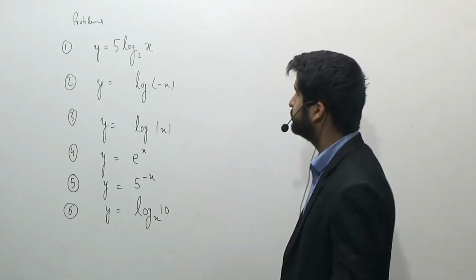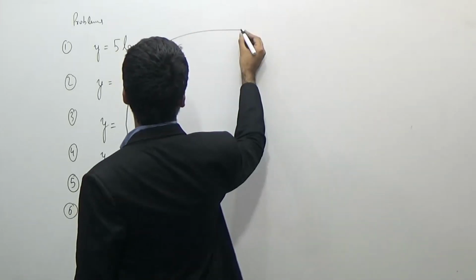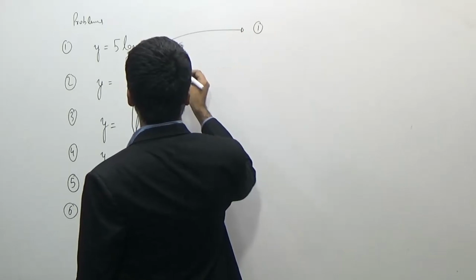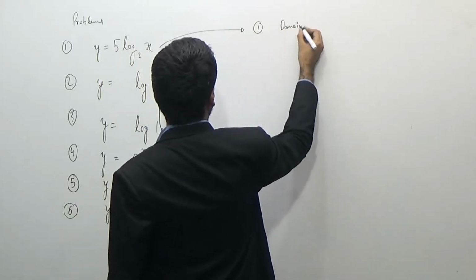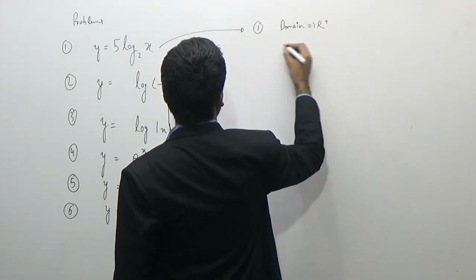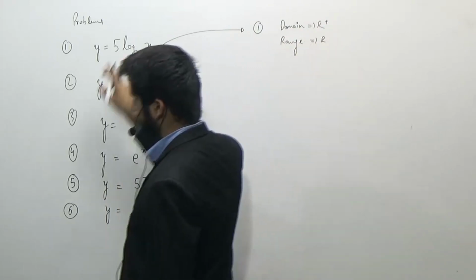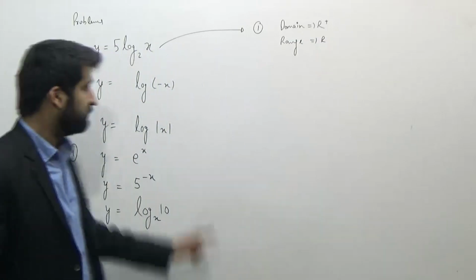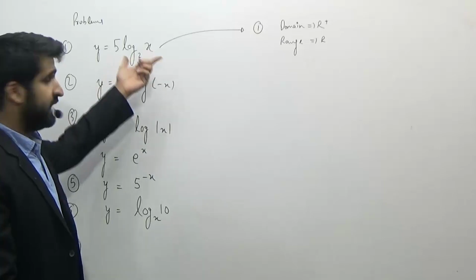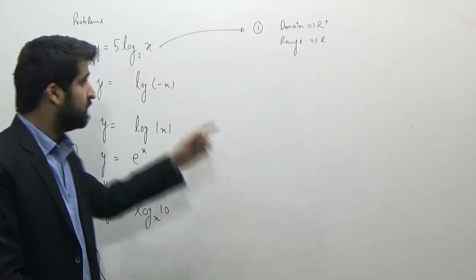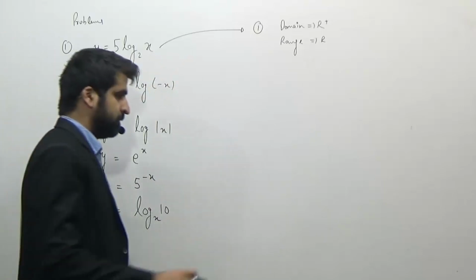So the first one is y is equal to 5 times log x to the base 2. Now the domain will be all positive real numbers and the range will be all real numbers. Since this 5 will make no effect, this will not make the range all negative numbers. This will not make negative numbers get included in this range. So the range will still be R only.